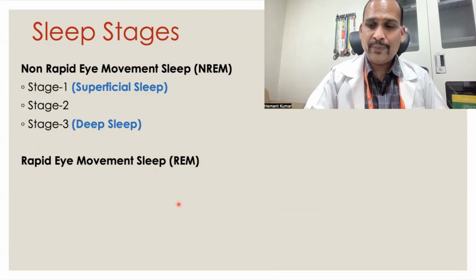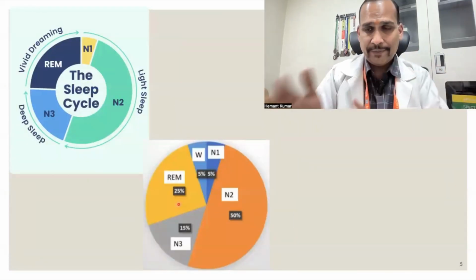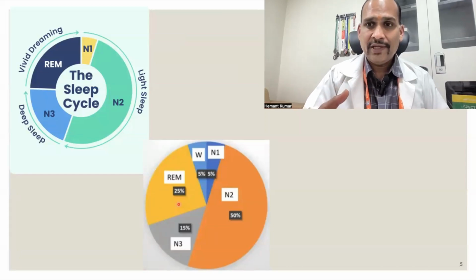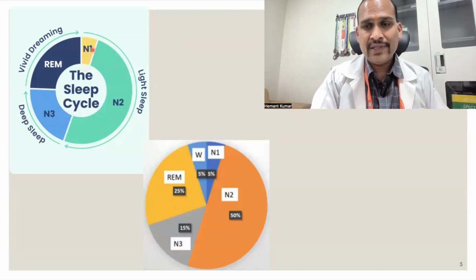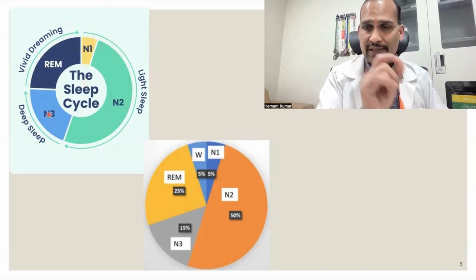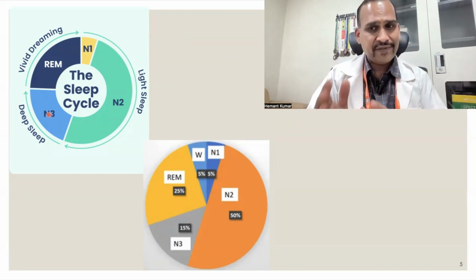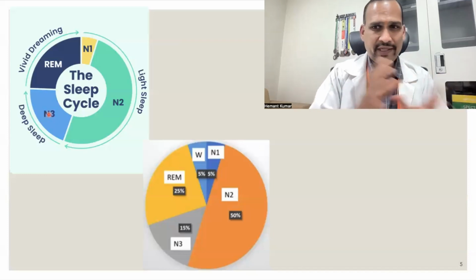Both types of sleep are important for our life. When a person falls asleep, say at 10 p.m., it starts from N1, stage 1 of non-REM sleep. Then it goes to N2, stage 2 sleep. Then N3, deep sleep. Then REM sleep. This cycle goes on and on. Each cycle is around 1.5 hours. So on average, a person gets 4 to 5 cycles in a night, a total of 6 to 8 hours of sleep.